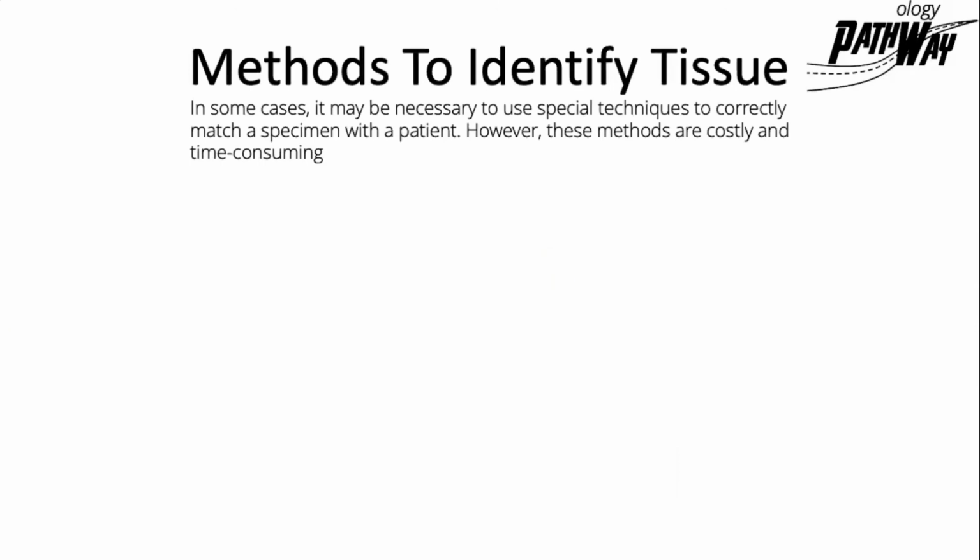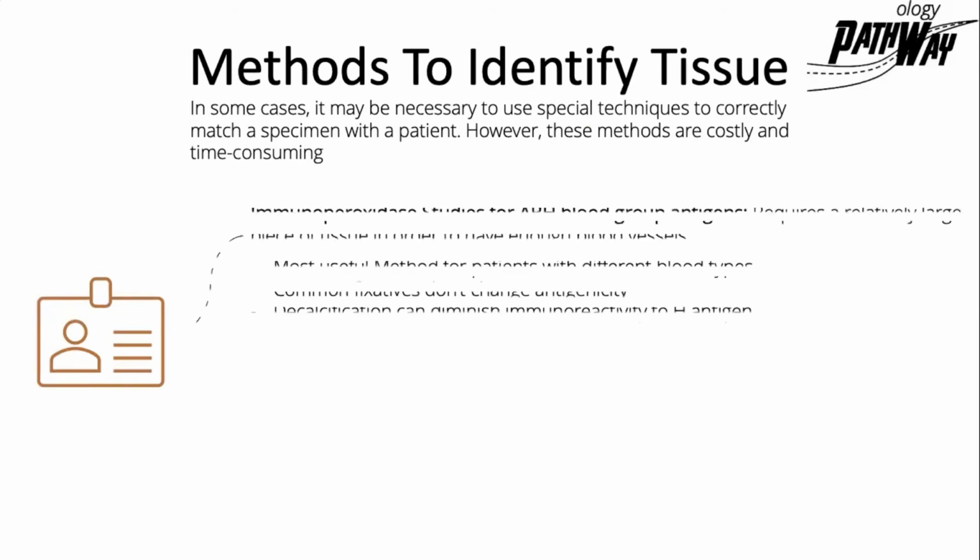Sometimes the identification is so expensive and needs special techniques to correctly match a specimen with a patient. And as we mentioned, it's costly and time consuming. So how can we identify or match this extraneous tissue with the correct patient?